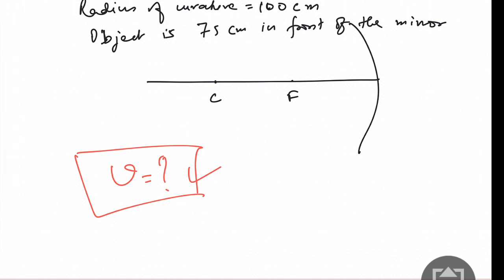Even if the voice is not clear, we can read the question here. Radius of curvature. Let me just write this a little nicely. Radius of curvature is equal to 100 centimeter, and object is 75 centimeters in front of the mirror. Question is V is equal to how much? Very simple. Even if my voice is not clear, the question should be obvious, right? So this is what you have to find.